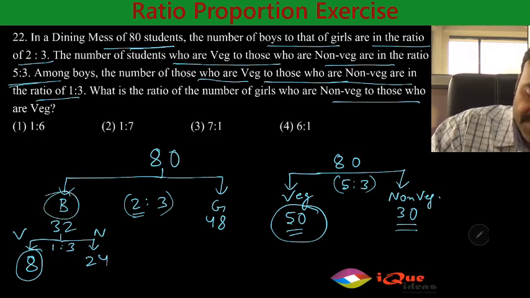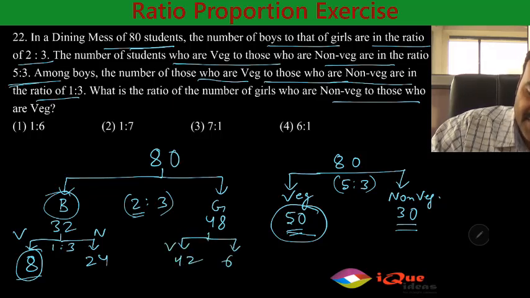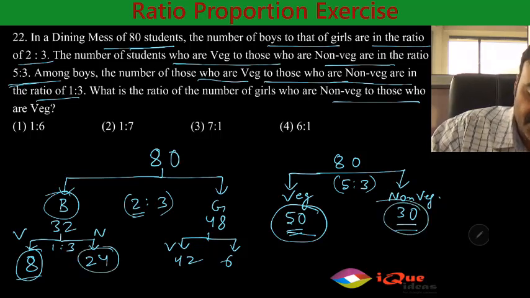So how many girls are vegetarian? 50 minus 8, that is 42 girls are vegetarian. So clearly 6 girls are non-vegetarian. You can check it. Non-vegetarian total is 30. Total non-vegetarian boys 24. So 6 girls are non-vegetarian.